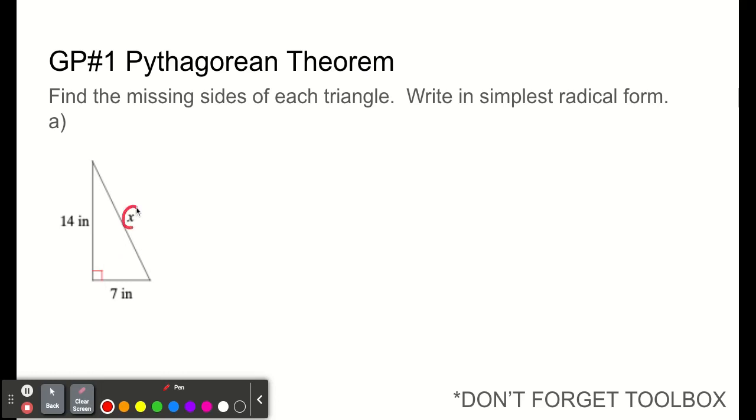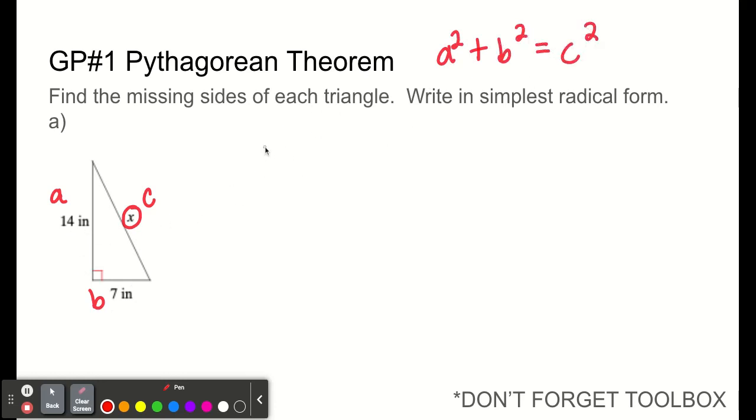So x in this case is going to be our hypotenuse, and when we use the Pythagorean theorem, we're going to substitute that x value in for c, which means that 14 and 7 represent the legs of our right triangle. Now, when we're using the Pythagorean theorem, it does not matter which leg you plug in for A and which leg you plug in for B. So we're going to take these values and substitute them into the Pythagorean theorem. Remember, a squared plus b squared is equal to c squared.